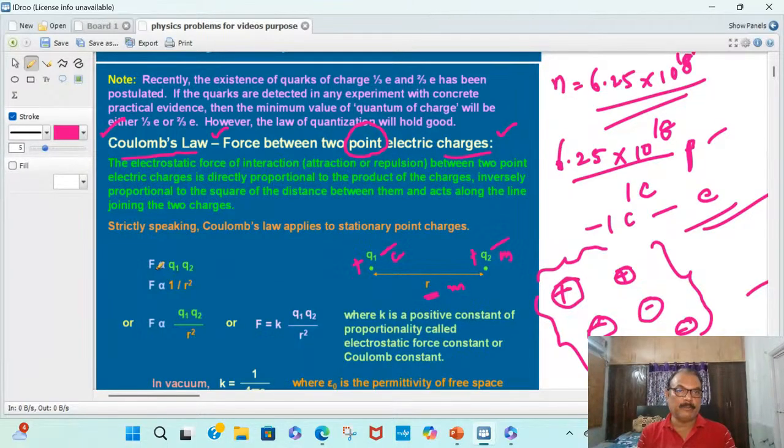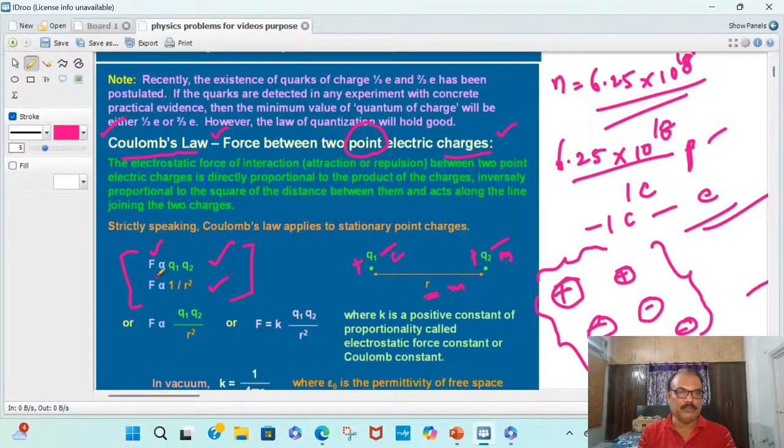So what is finally happening? F is proportional to Q1 Q2, and F is proportional to 1 by r square. This is the experimental evidence. Coulomb did a number of experiments. Once the charge Q1 increases, what happens? Once the charge Q2 increases, what happens? They are proportional: as the charges increase, force increases, and when charges decrease, force decreases.